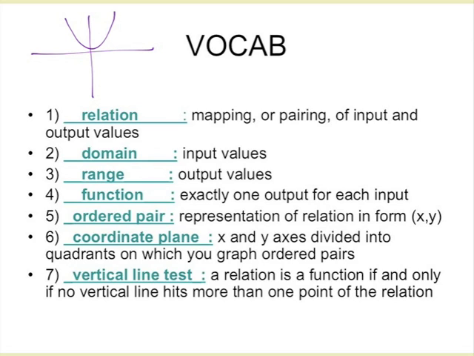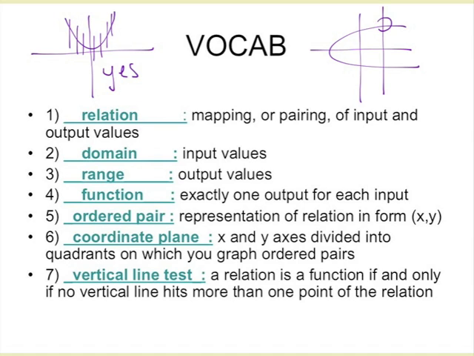So this graph, what we do is we take vertical lines and say, is there anywhere I can draw a vertical line and hit more than 1 point? In this one, all those only hit 1 point, so that is a function. As opposed to a graph that looks like this, if I draw a vertical line, I hit more than 1 point, so that is not a function.